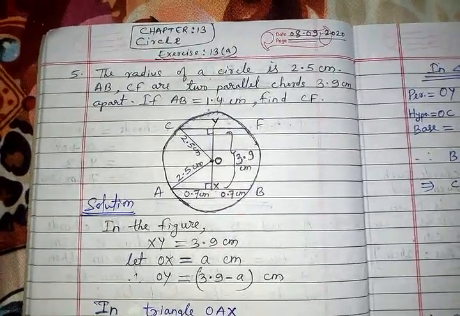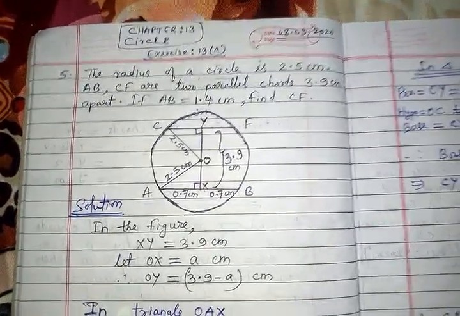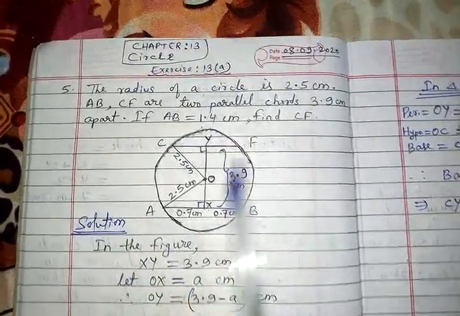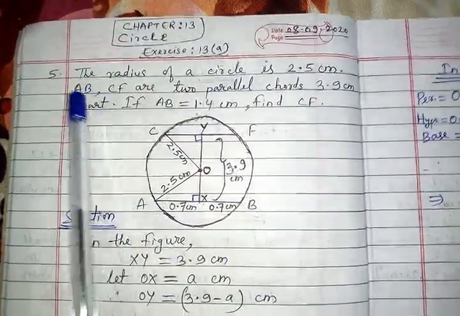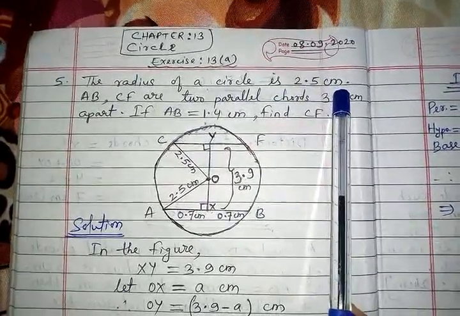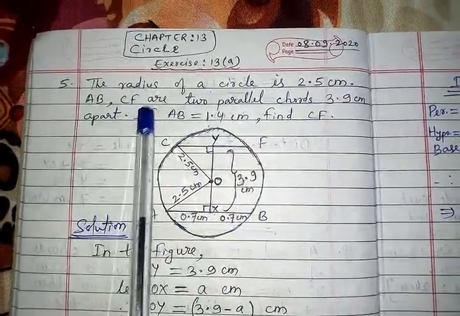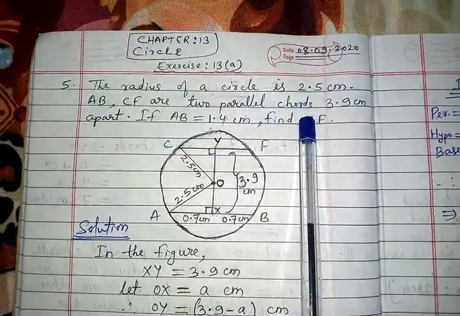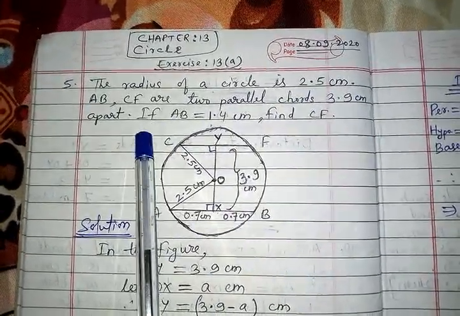Class 9 children, today again I will discuss a new question from the chapter circle, chapter 13. The question is: the radius of a circle is 2.5 centimeter. AB and CF are two parallel chords, 3.9 centimeter apart.